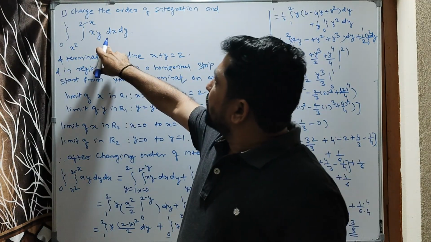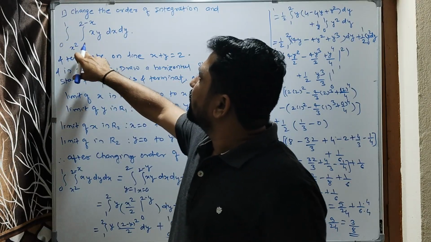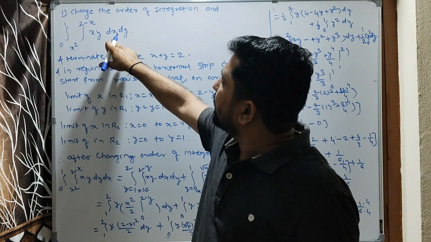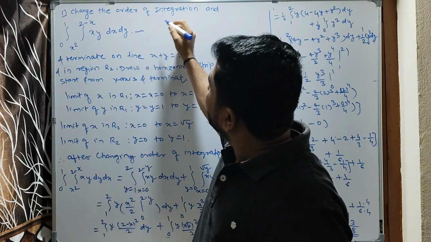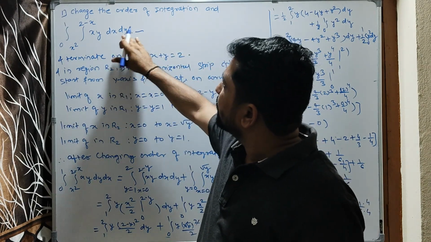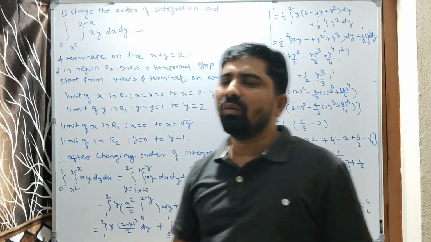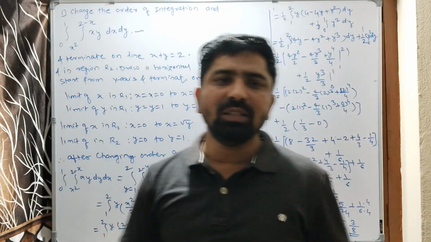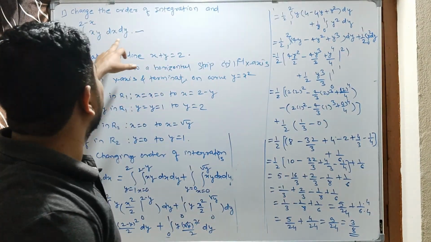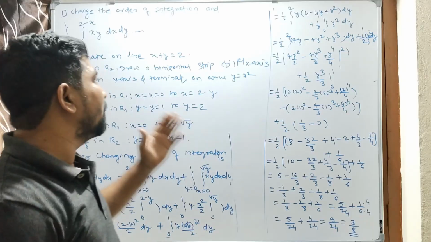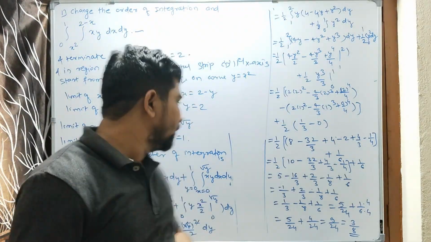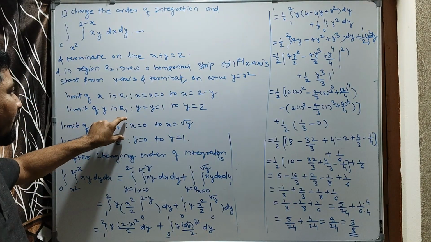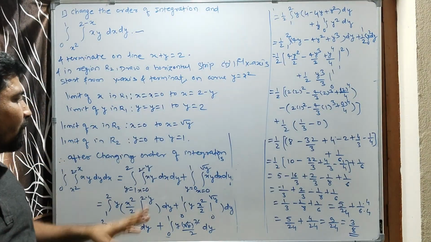Now the given first limit is 0 to 1, the second limit is x square to 2 minus x, but that must be dy, while in the question it is given as dx dy. So first write the correct order, that is dy dx. After writing dy dx, according to that correct order, change the order of integration. While changing the order of integration from dy dx to dx dy, I am dividing my original region into two parts. This is the limits of x and y with respect to my first region, and this is the limits of x and y with respect to the second region R2.